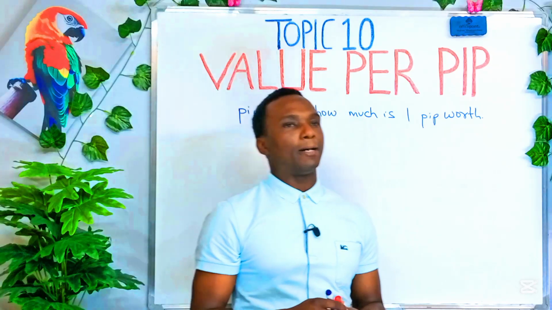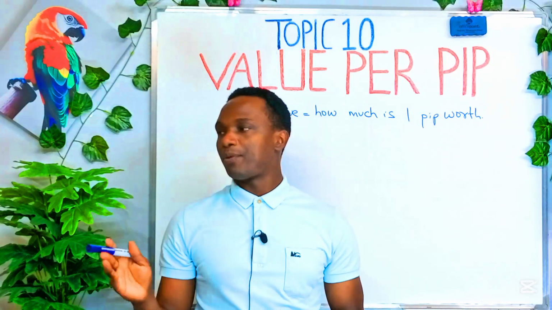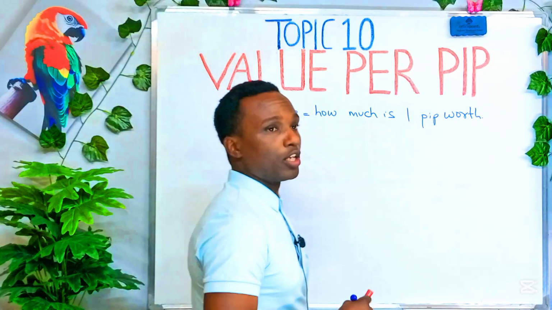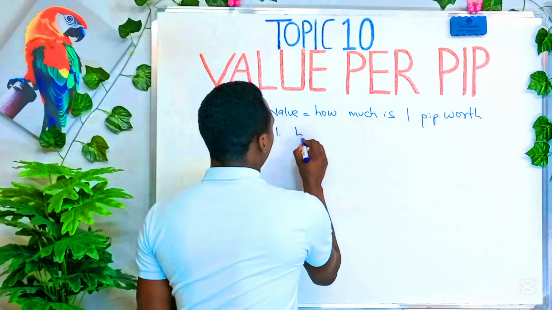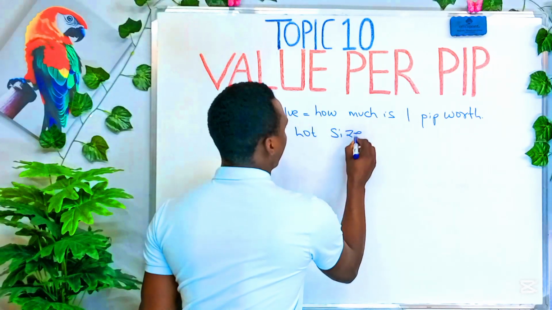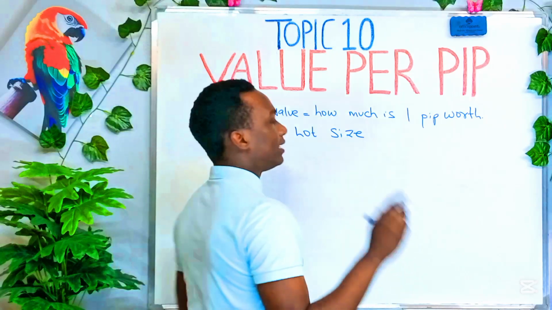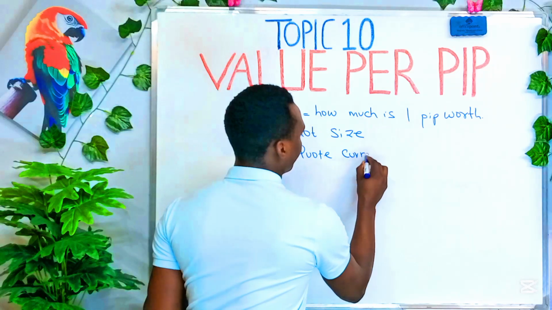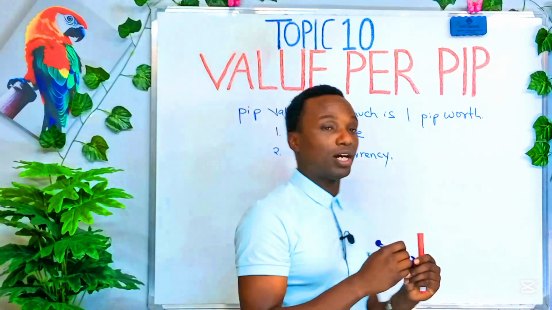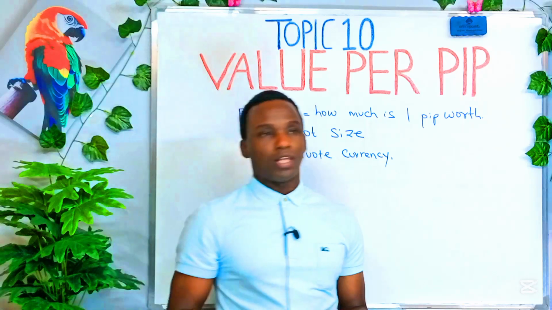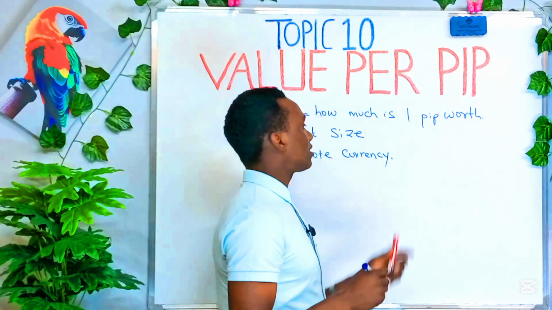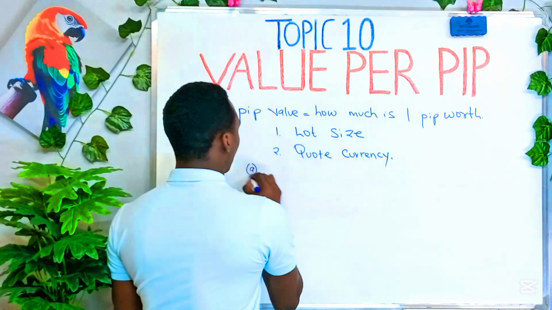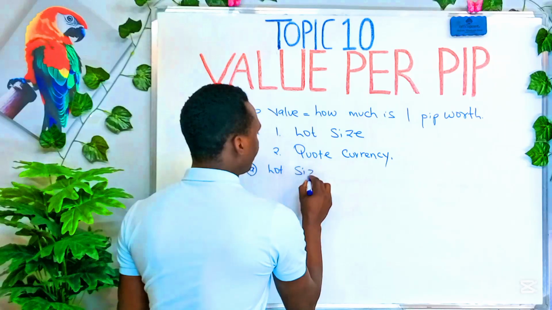The calculation of the pip value depends on two things. First, it depends on the lot size that you want to use, and secondly, it depends on the quote currency of that particular currency pair. Let me explain. We will first start with how lot sizes affect the value per pip. So A, we'll start with the lot size.